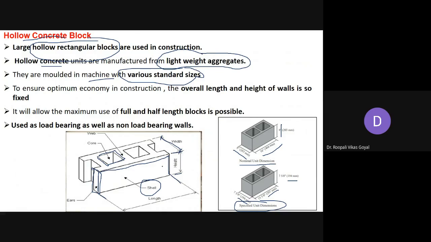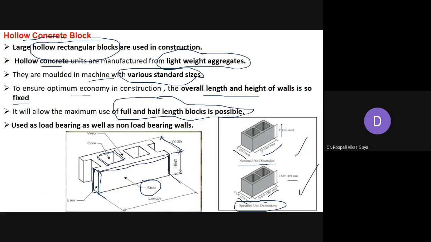There are varieties of sizes. Some books mention that the standard size of the hollow concrete block is 39 by 19 by 30 centimeters, 39 by 19 by 20, and 39 by 19 by 10. Depending upon the requirement, you can utilize a particular size of block. Here in this figure, these two dimensions are given. To ensure optimum economy in construction, the overall length and height of the wall is fixed so that it allows the maximum use of full and half length blocks. So we should select the size such that, whether it is a half block or a full block, we utilize them to the maximum.